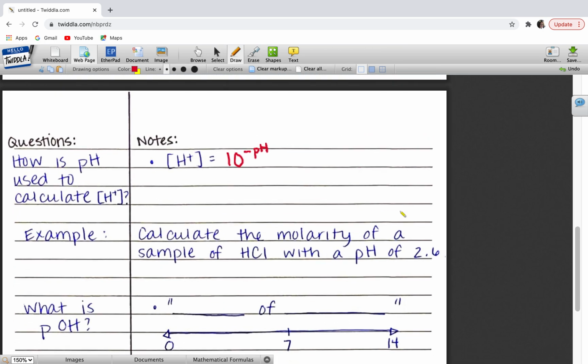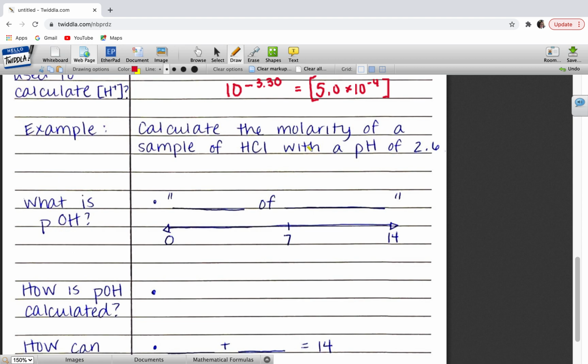In fact, we can try it here. If I do base 10 negative 3.30 in my calculator, so second log brings up that base 10 button, and then I put negative 3.30, I end up with 5.0, and then there's a bunch of other numbers, but we're keeping two significant figures here. So 5.0 times 10 to the negative fourth. That would be the concentration of hydrogen in my solution. Okay?